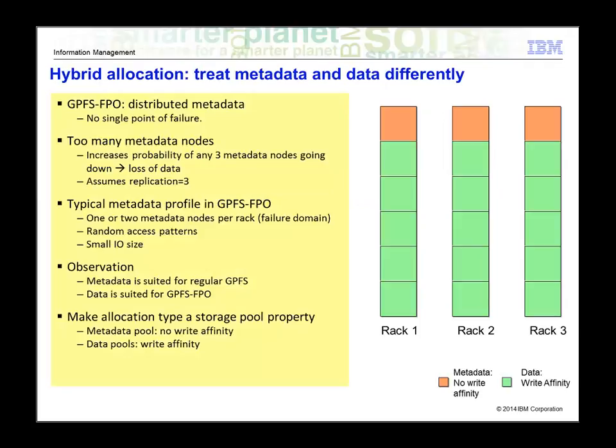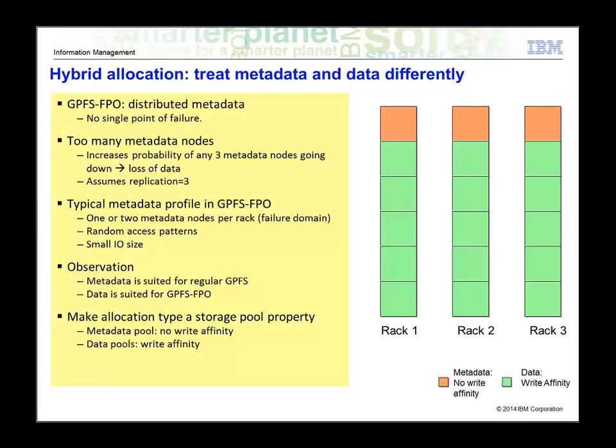GPFS FPO does not use a name node, like you see with HDFS. The name node in HDFS is a single point of failure. Rather, GPFS FPO distributes the metadata across multiple nodes so that there is not a single point of failure. The metadata needs to be treated differently than normal Hadoop data. As it turns out, metadata is better suited for the way that regular GPFS handles data, whereas the normal Hadoop data is better handled by the features of GPFS FPO.